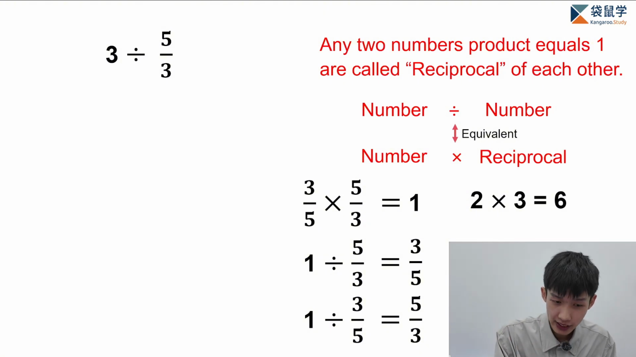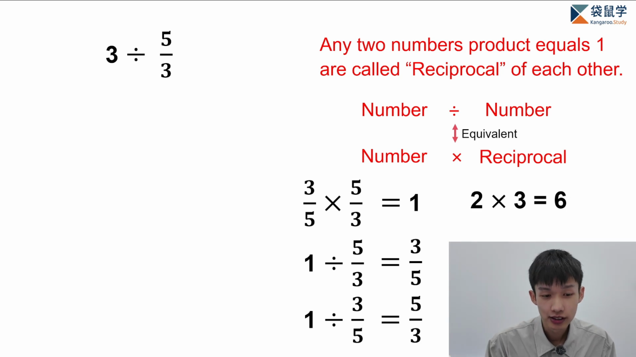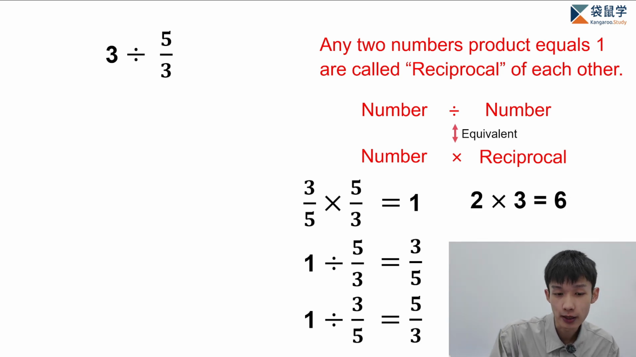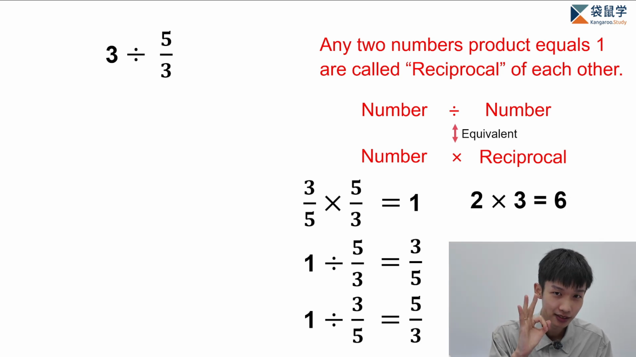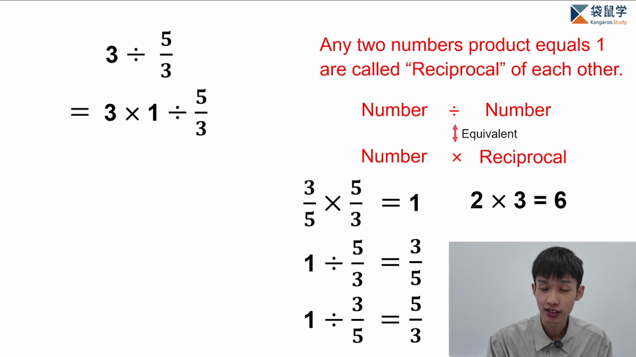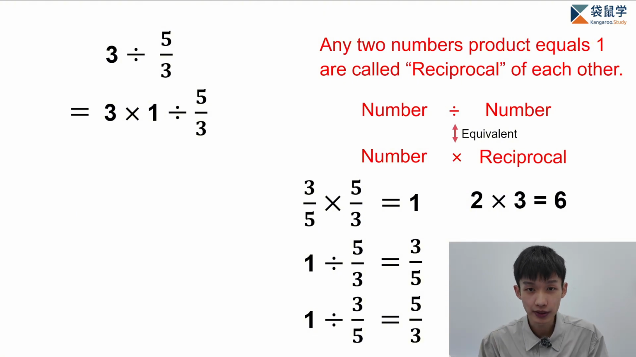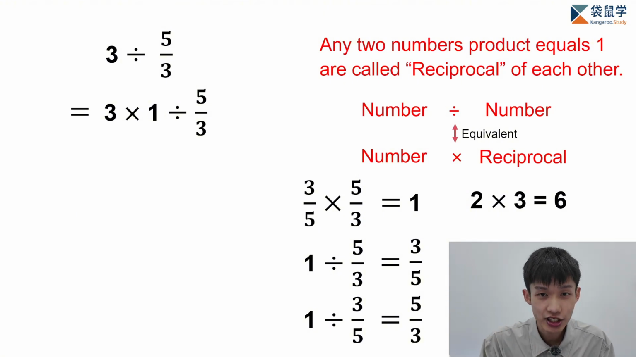And for the first example, we have 3 divided by 5 over 3. The only difference is that we're not having 1 but 3. So let's change it a bit. Let's change it to 3 times 1. So over here, we have 3 times 1 divided by 5 over 3. And by multiplying by 1, it doesn't change the result.